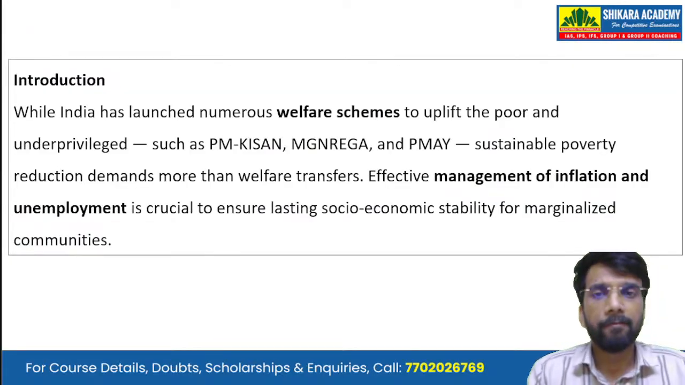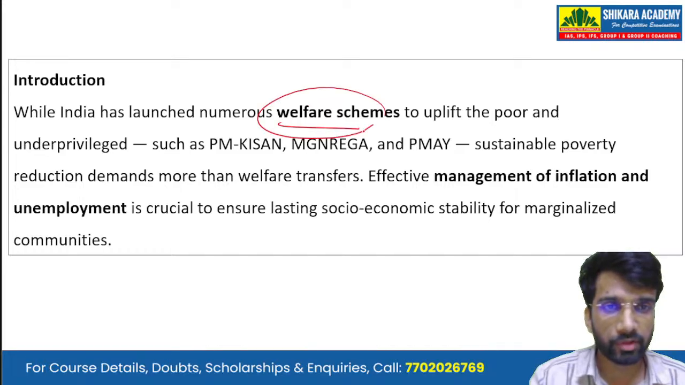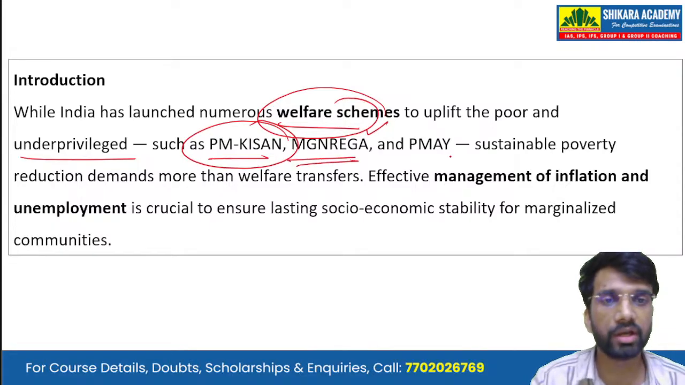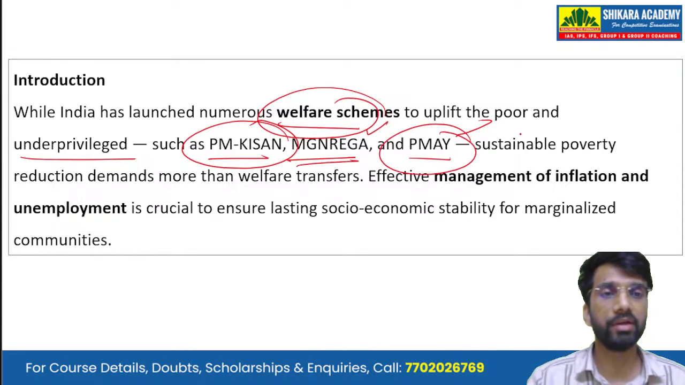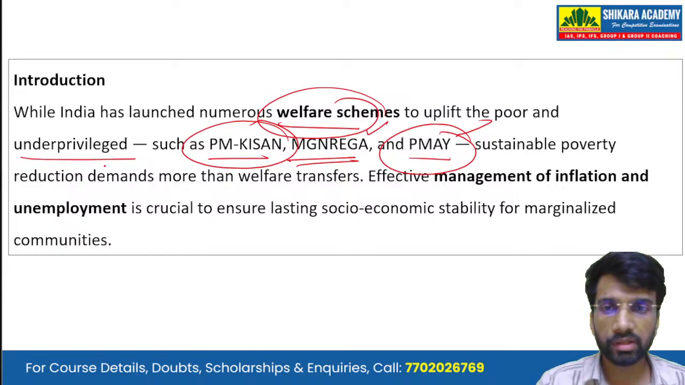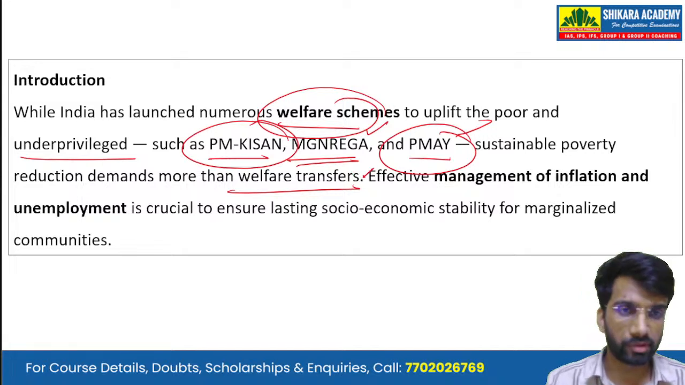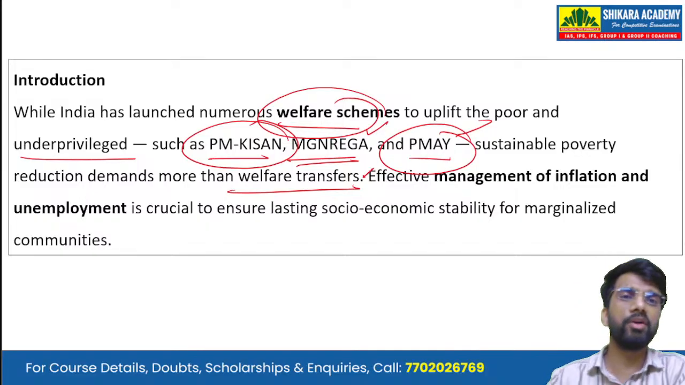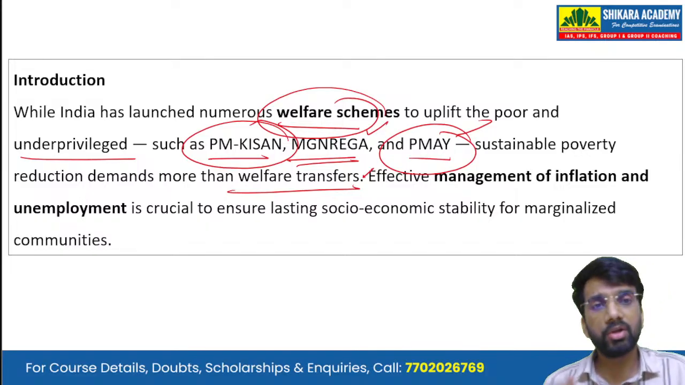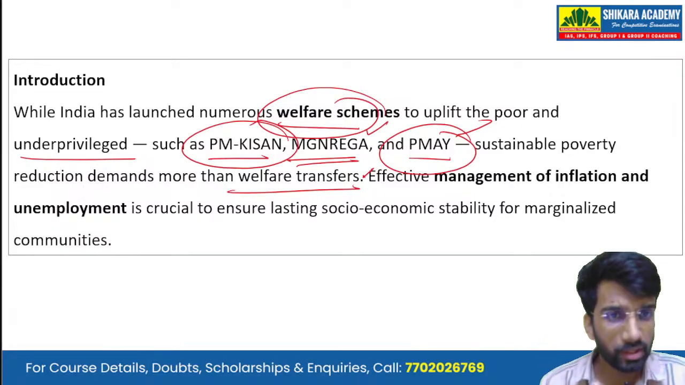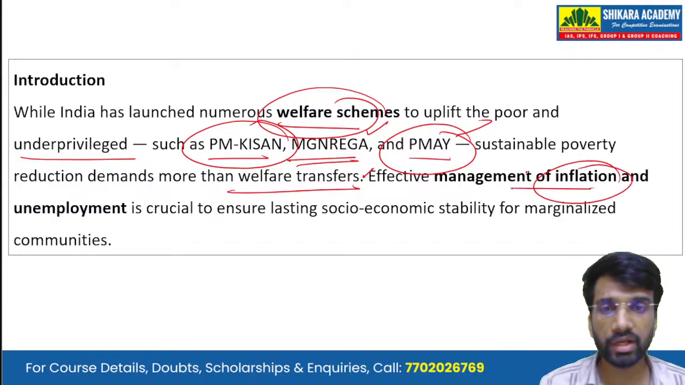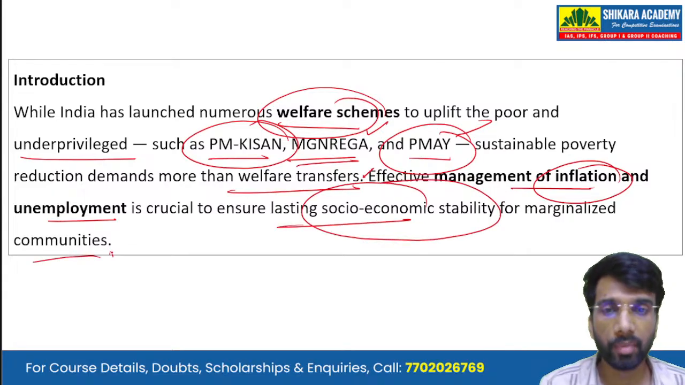So, starting with the introduction, while India has launched numerous welfare schemes to uplift the poor and underprivileged sections, such as the PM Kisan Yojana, the MGNREGA, and the Pradhan Mantri Awas Yojana (PMAY), sustainable poverty reduction demands more than welfare transfers. Okay, in order to eliminate poverty, it requires more than the welfare measures. It requires effective management of inflation and providing employment to the masses. So the effective management of inflation and unemployment is crucial to ensure a lasting socio-economic stability for the marginalized communities.